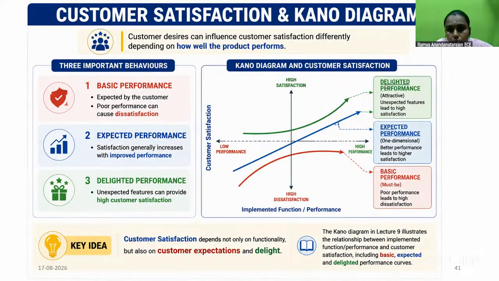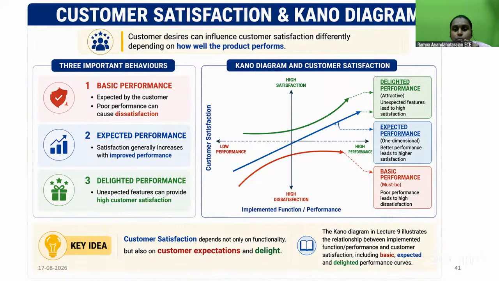I'm sorry. So the first one, the red color graph, is basic performance, that is must-be. For example, let us assume that you plan for a tour and you're booking a hotel. When you book a hotel, you expect certain basic performances. For example, you expect a clean bed, and let's say you're going to a hill station, then you expect hot water for bathing purposes. So that is basic performance. All these things you will not look for while looking at the catalog, but if this basic feature is not available, you will not at all be happy with the room, right? So poor performance leads to high dissatisfaction, that is this red line.